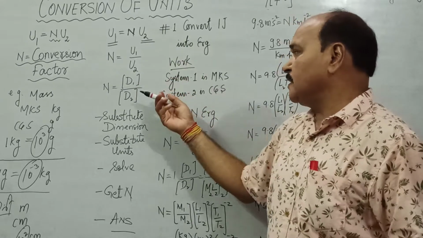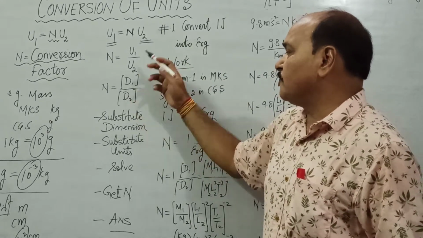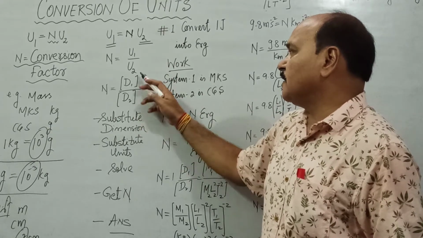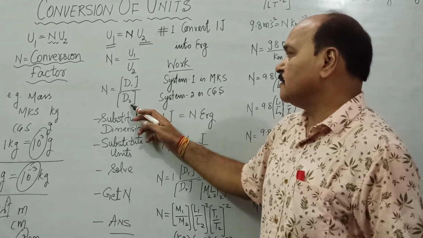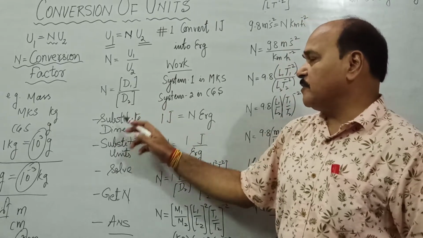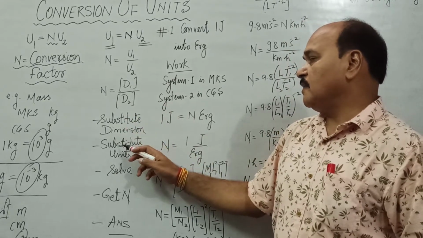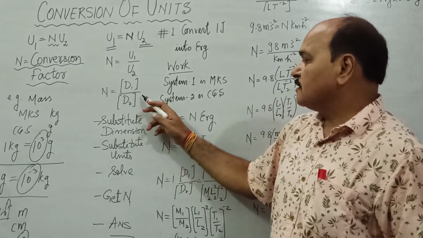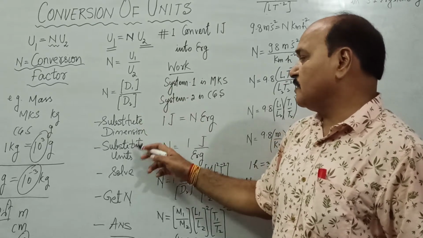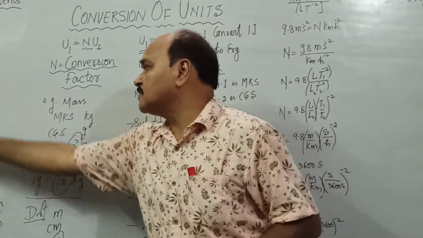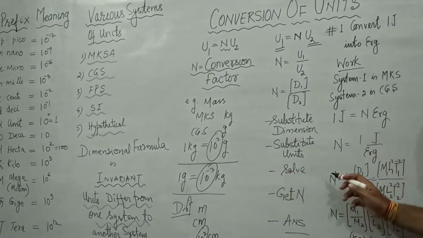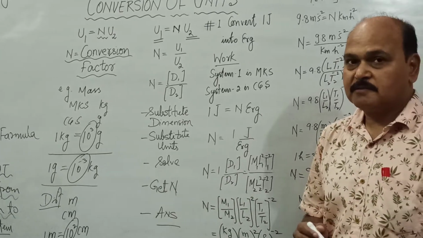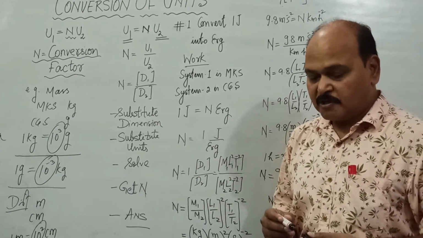Since we are using the dimensional method, from this step we will switch over to dimensions. We will write down the dimension of quantity number 1 here, and the dimension of quantity number 2 here. Well, we will substitute the units of various quantities in that dimension, and for substituting the units, we will of course use these prefixes. We will solve it, and once we solve it, we get the value of n, and that is our answer. So this is in general the procedure of conversion.